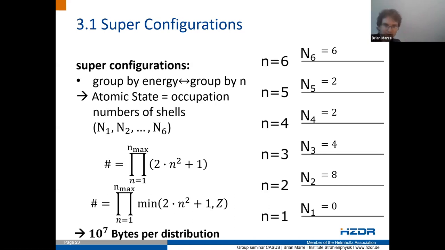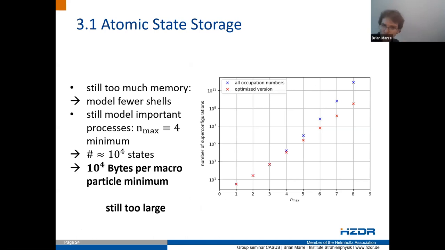Okay, what else can we do? Of course, we can reduce the maximum principal quantum number up to which we go. That is feasible and gives you at least some reduction. So if you go to the lowest possible value which still includes most of the physics you want to include, which is about 4, you still need about 10,000 different states, 15,000 to be precise. Which is more manageable, but still too large for including the complete distribution in one specific macroparticle.